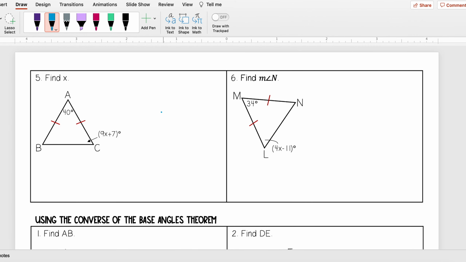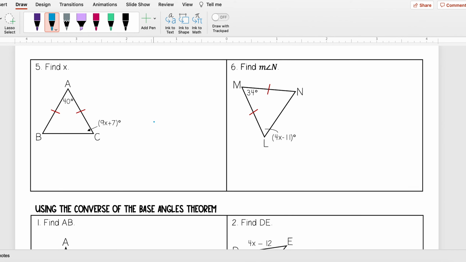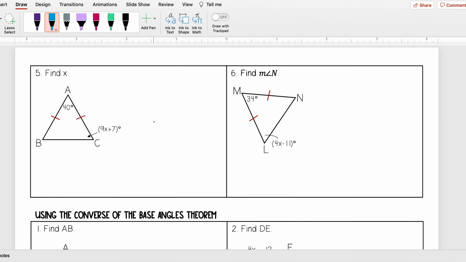Okay, let's do a few more. So another problem that you may see that's dealing with the base angles converse is something like this. For number 5, I want to find x. I'm given the vertex angle is 40 degrees, and then I want to find the value of x.